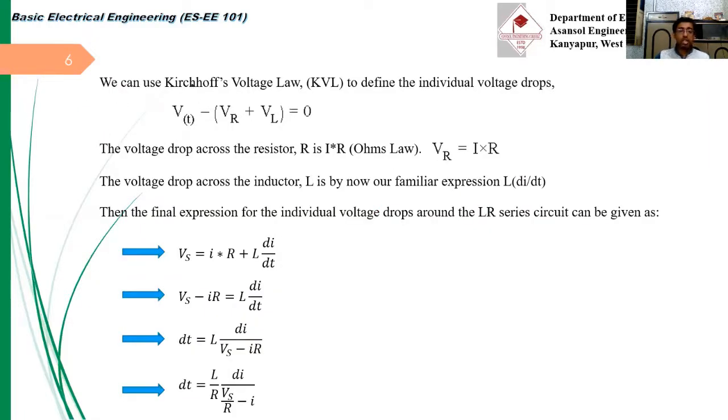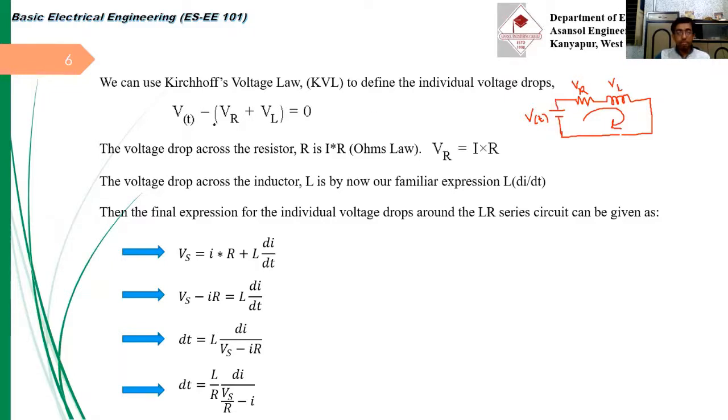Here we can use Kirchhoff's voltage law for that circuit. Why? Because in that circuit one voltage source is here, one resistance is there, another inductor is there, and current will flow like this. This is our Vt, this is our Vr, this is our VL. So these are just lossy components, passive components.